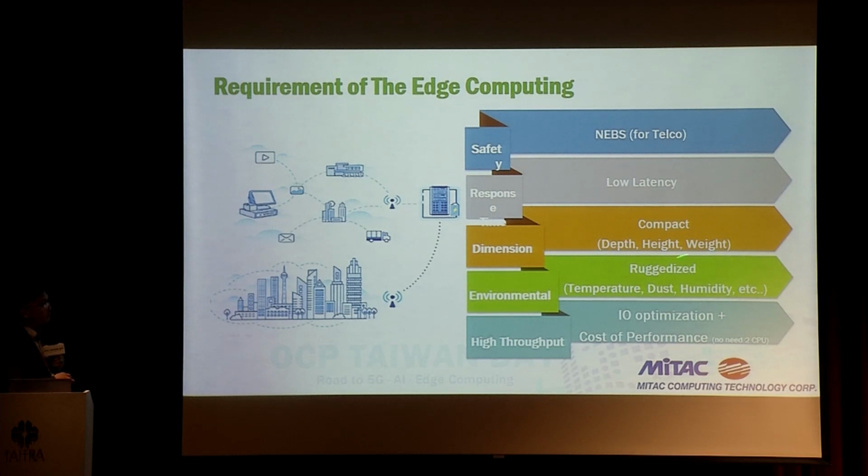And in some cases, especially the outdoor use case, you will have to face the ruggedized design, especially for temperature, anti-dust, and humidity. Let's imagine the wintertime in Alaska or the summertime in India. In India, the requirement for the operating temperature will be up to 70 degrees C. Losing every 1 degree C will crash the system. So how we can make that happen with the OCP solution will be the big topic. Also the I/O optimization, plus the cost performance.